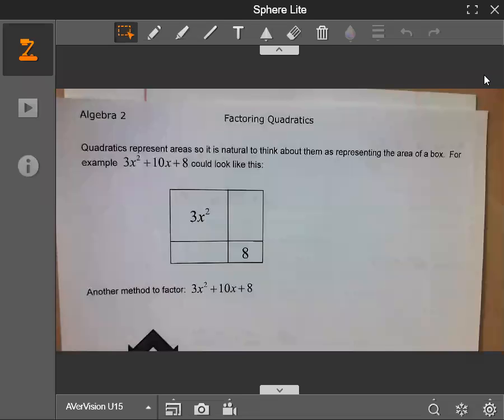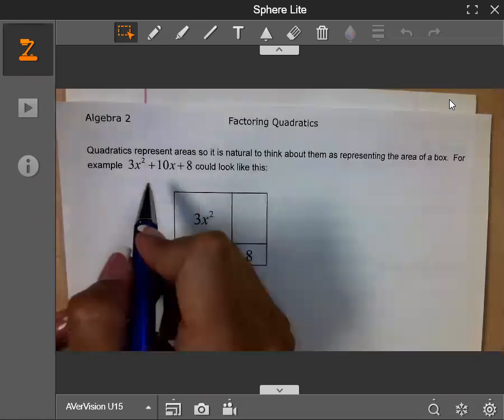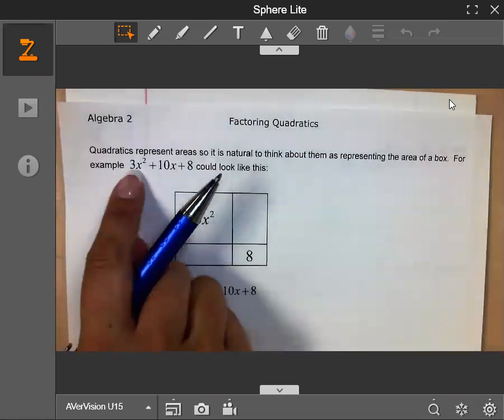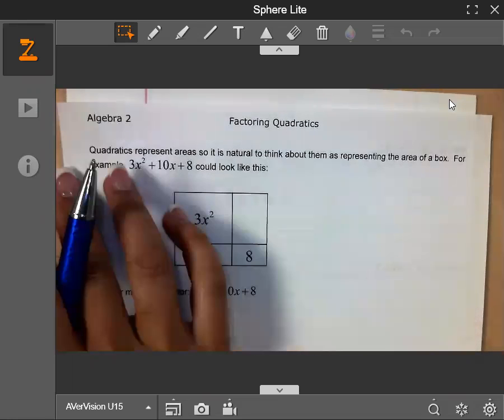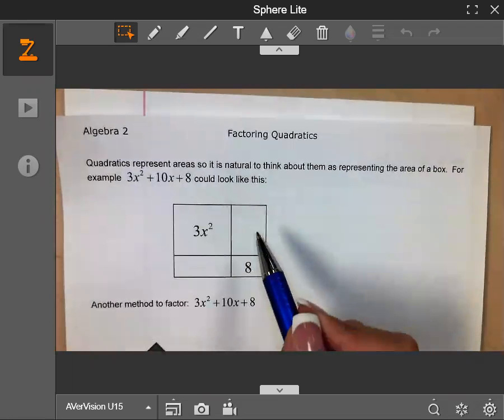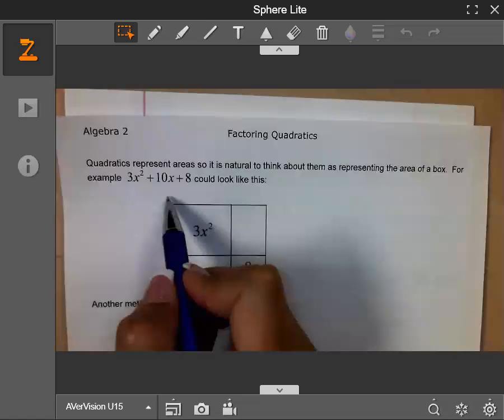All right, now we're going to talk about the ones where the a value is not 1. So in this case, the a value is 3. And there's no GCF here, so we're ready to factor. When your a value is not 1, you're going to have to come up with another method of factoring. I'm going to show you a couple different methods. You don't have to know all of the methods. You just need to know one of them that you can do well and be able to factor. So we've got 3x squared plus 10x plus 8.